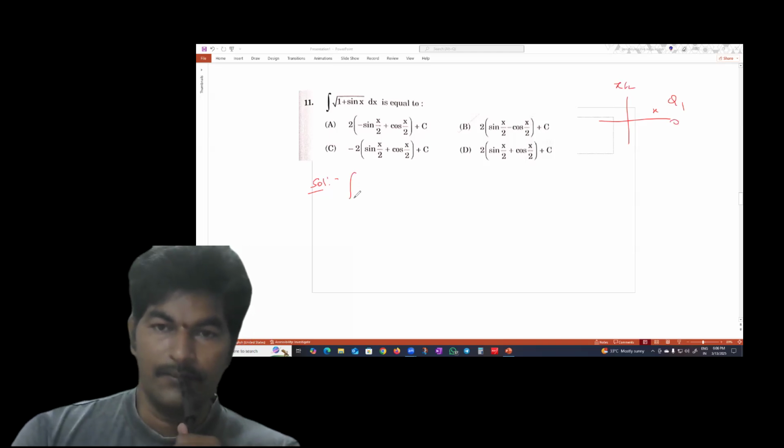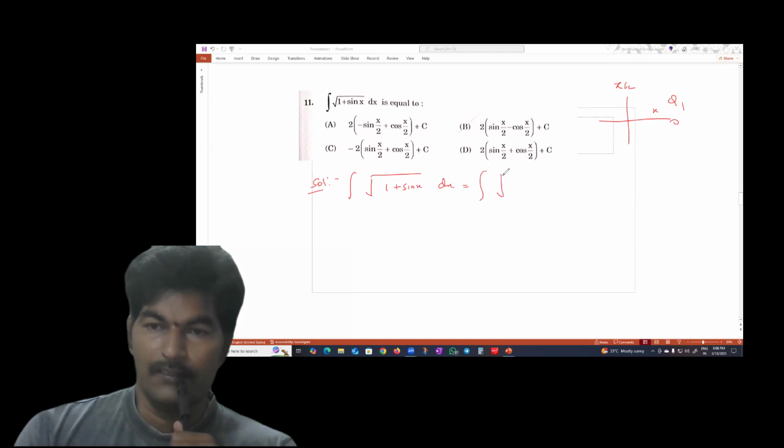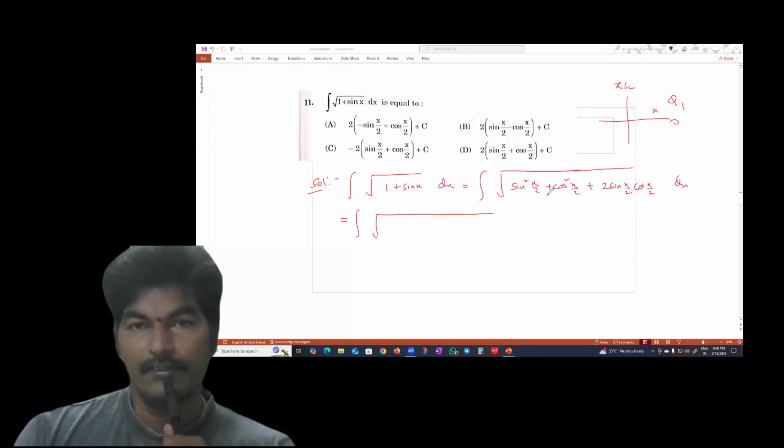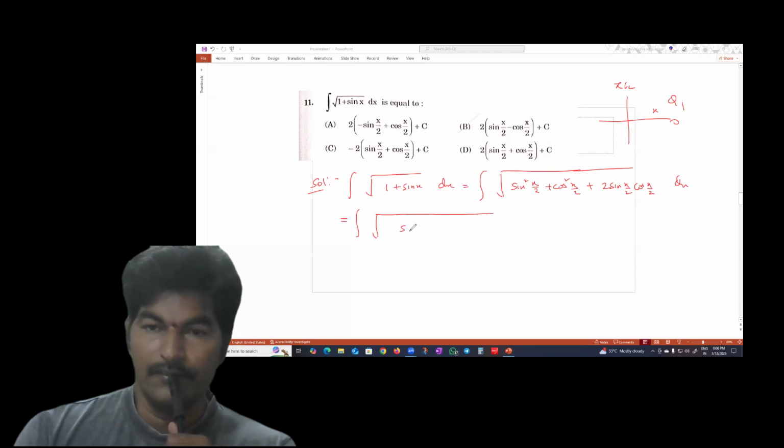Okay. So the integral under square root of 1 plus sine x dx equals the integral of square root of 1, which can be written as sine square x by 2 plus cos square x by 2, plus sine x, which you can write as 2 sine x by 2 into cos x by 2, dx. So how does the integral look? a square plus b square plus 2ab. So you can write (sine x by 2 plus cos x by 2) whole square. So the square and root got cancelled.